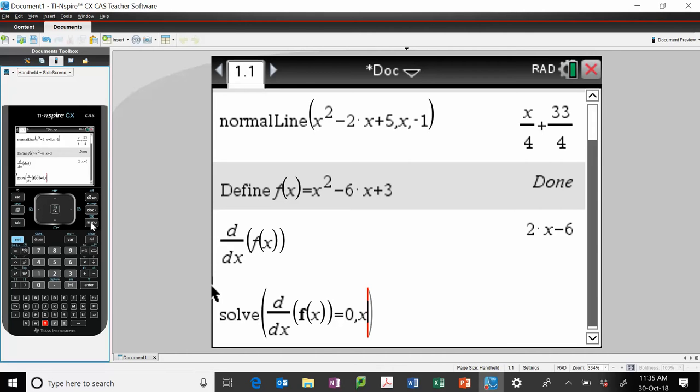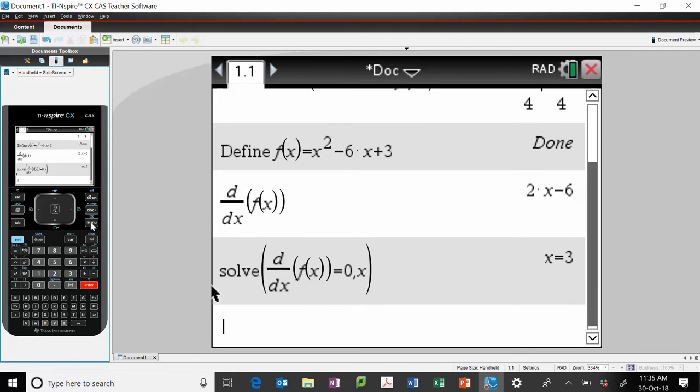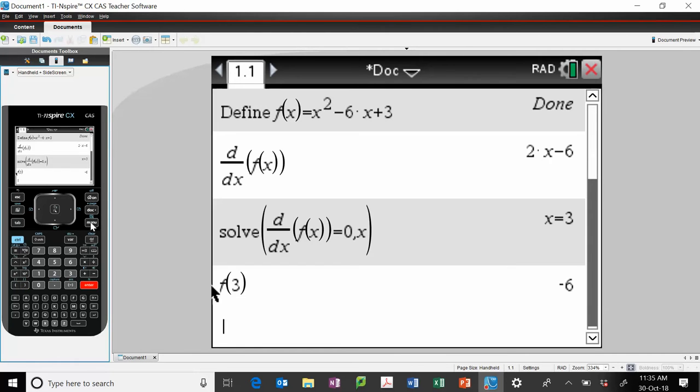If you really read what I've just done here, all I just did is solve for the derivative, which is this. Solve when it equals 0, I want you to find x. That's what it means. So you press enter, you get what you want. x equals 3. But you want to know the coordinates. You got x equals 3, to find the y value, substitute 3 back in. So here we go. f of 3. Bam. Done.